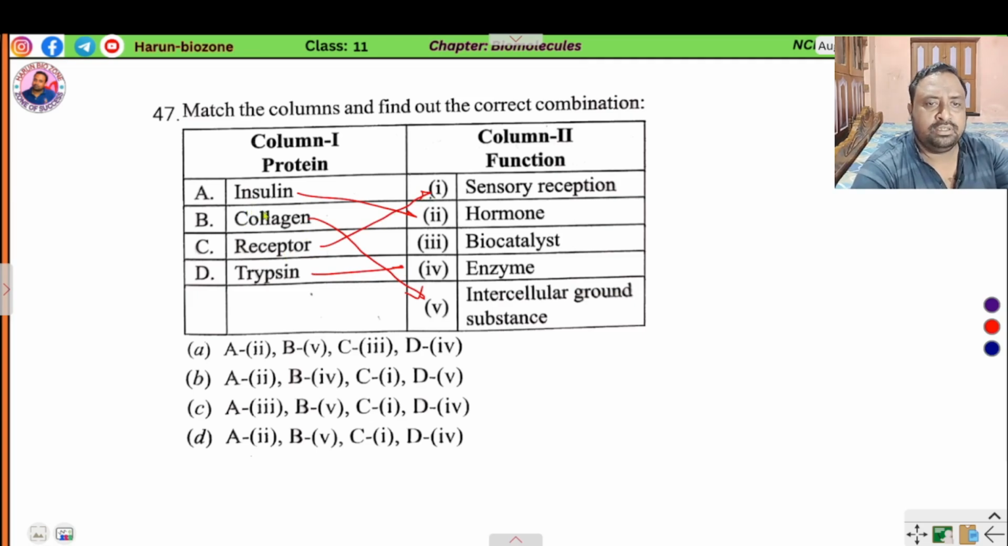A4, A2, B5, C1 and D4. D is the correct option.